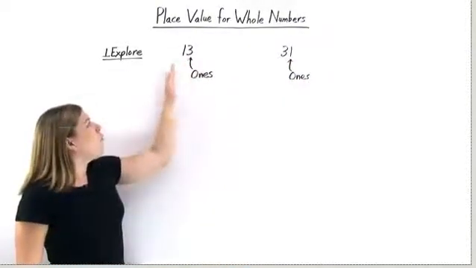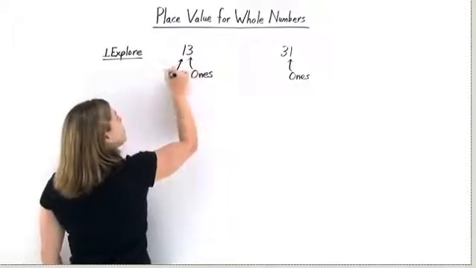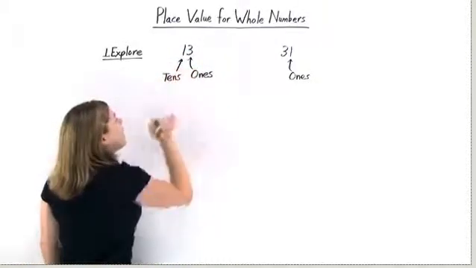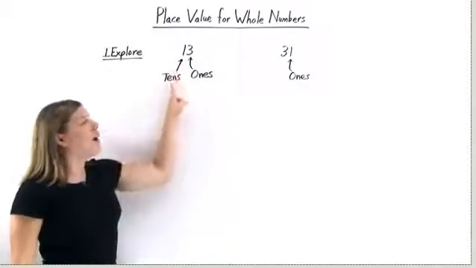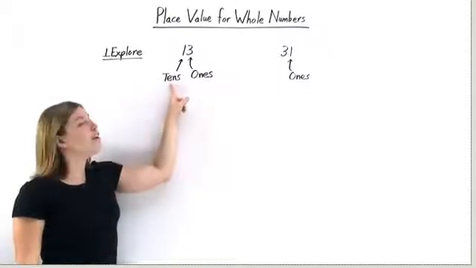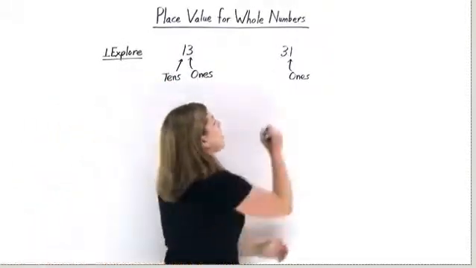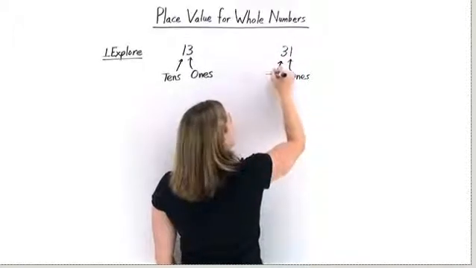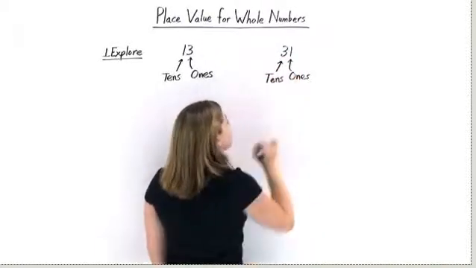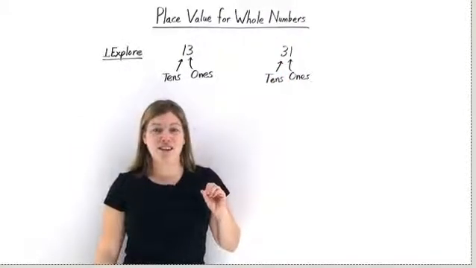Now if we move 1 place to the left, we get the tens place. So here in the number 13, we have a 1 in the tens place. That is telling us how many tens we have. Here, we just have one set of tens. If we take a look over at 31, we see a 3 in the tens place. So that is telling us that we have 3 tens over here.